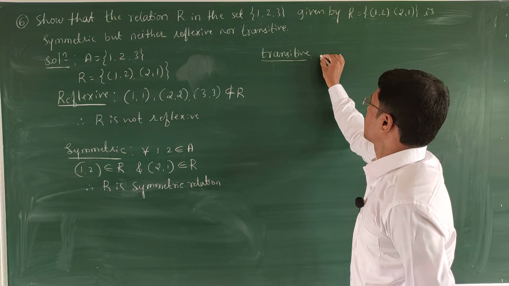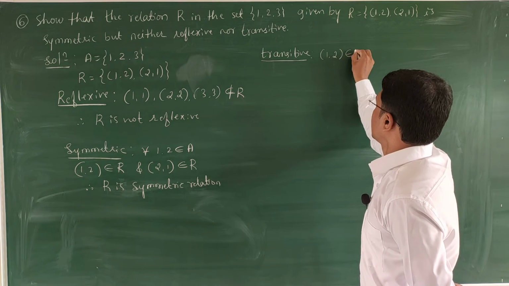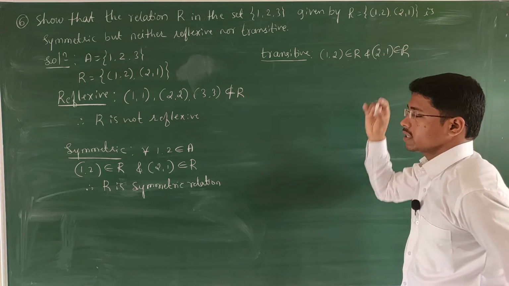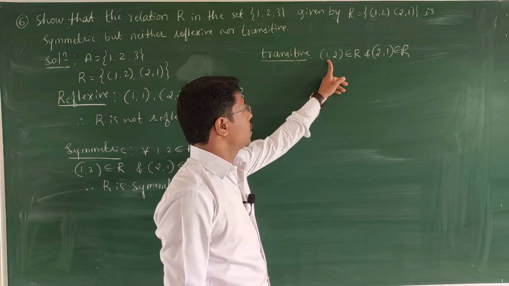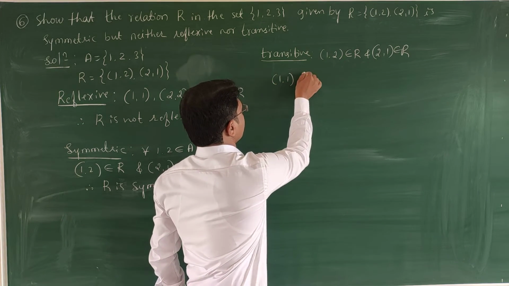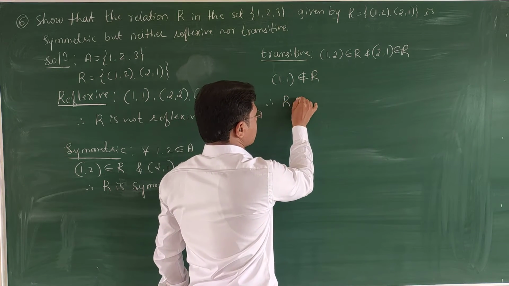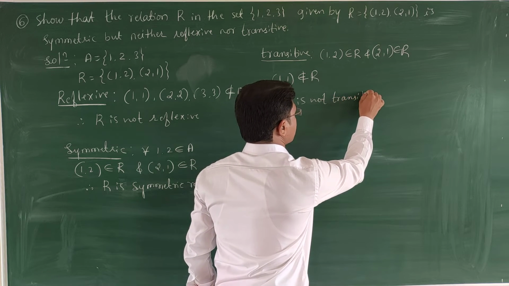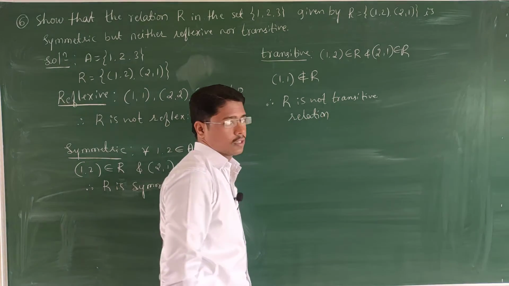Okay, so see, 1, 2 belongs to the R and 2, 1 belongs to the R. Means A, B and B, C belong to the R, but A, C, that is 1, 1, doesn't belong to the R. Therefore R is not transitive. R is not a transitive relation.